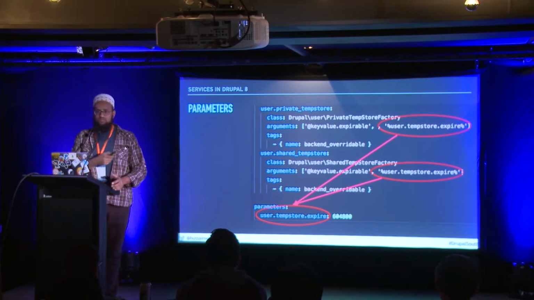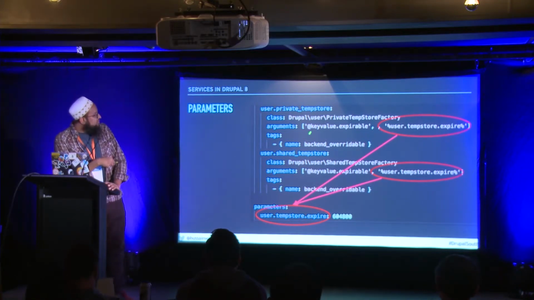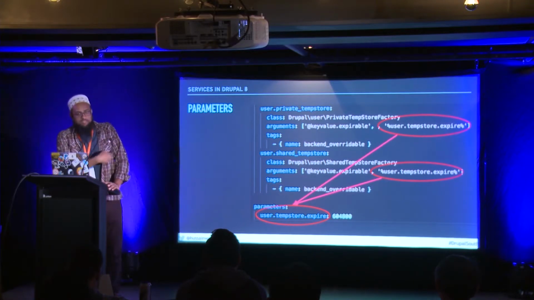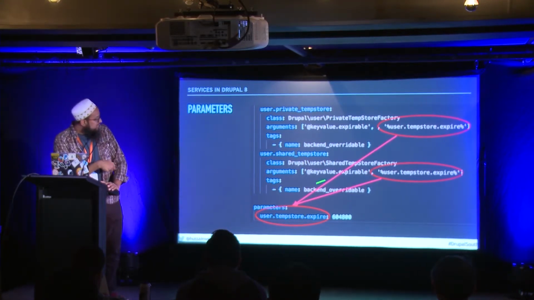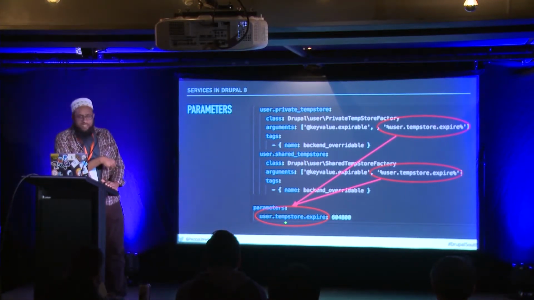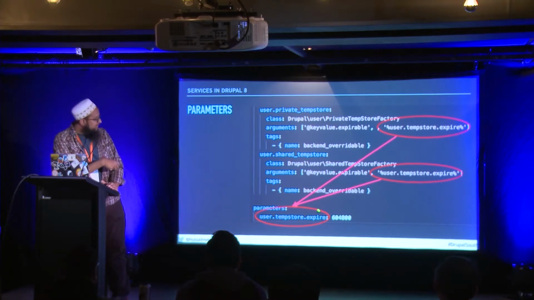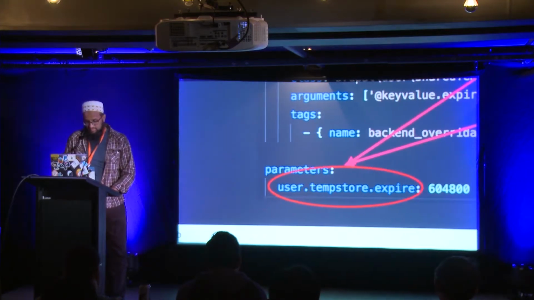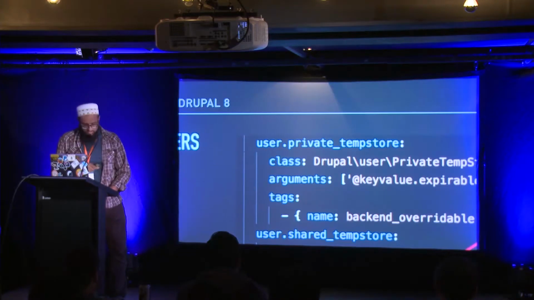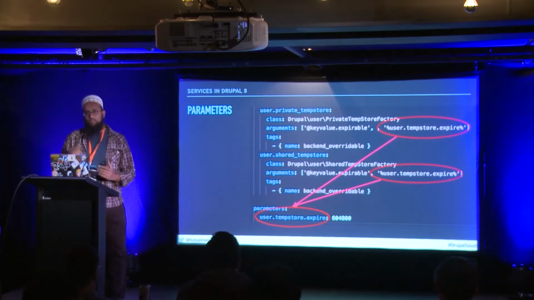Parameters. In arguments, we saw so far that this @ symbol means that it's another service. You can also pass in something similar to variables using the % sign, and that's again usually specified in the same YAML file. If you can see that, the value is usually given below, and it's just replaced. It's like how variables work.